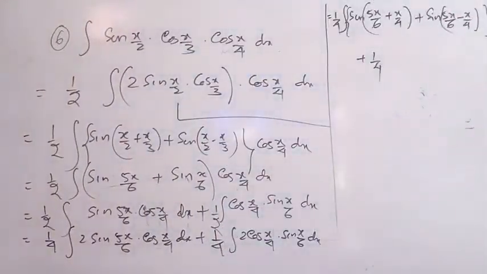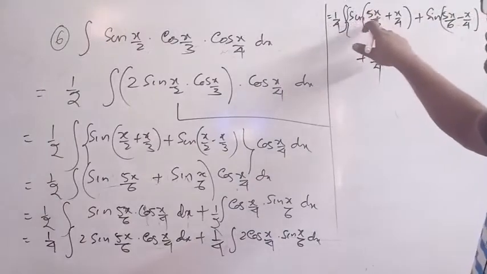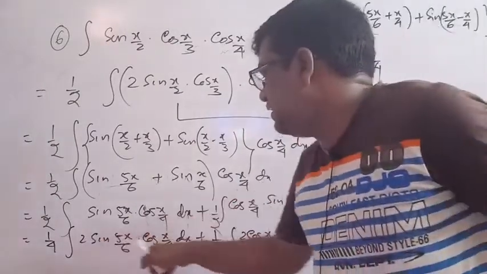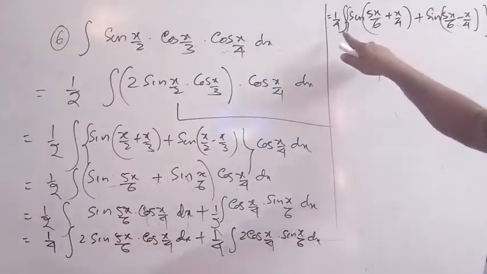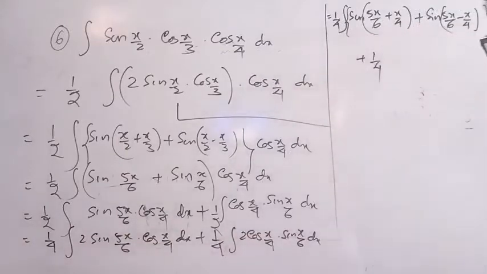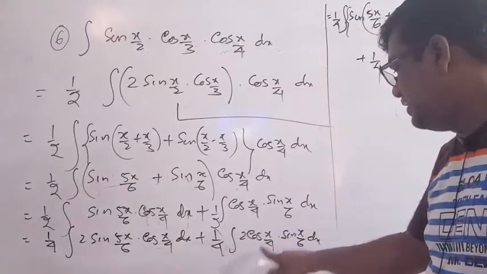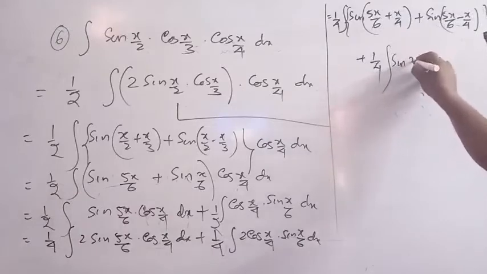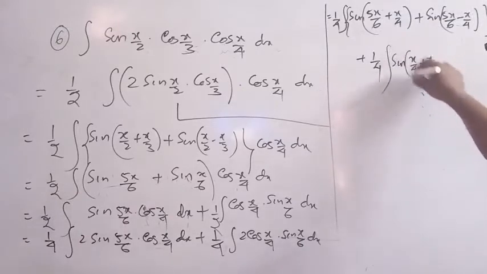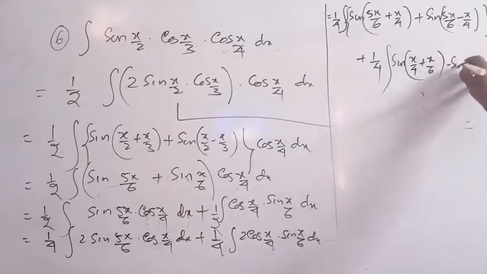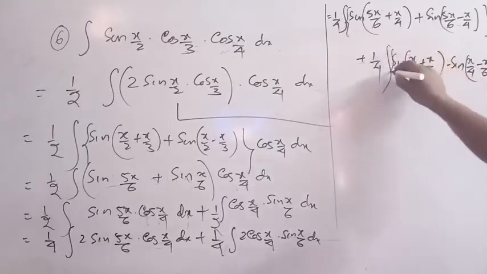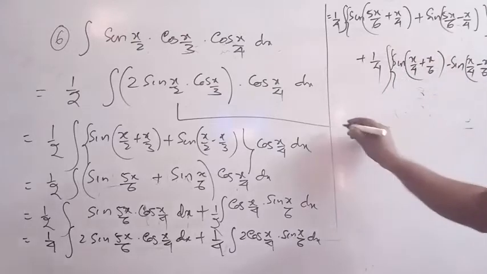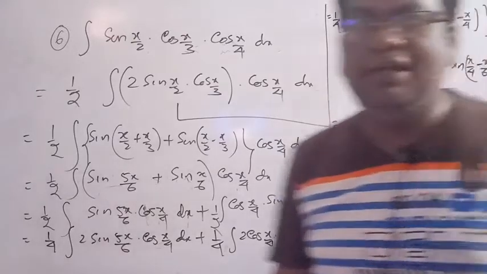This is 1 by 4 into 2 sin a cos b formula. So 1 by 4 into sin(a plus b) plus sin(a minus b). Here 1 by 4, 2 cos a sin b formula. So 1 by 4 [sin(x by 4 plus x by 6) minus sin(x by 4 minus x by 6)] whole into dx.